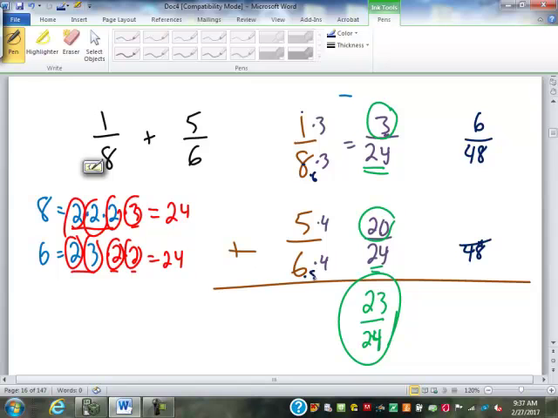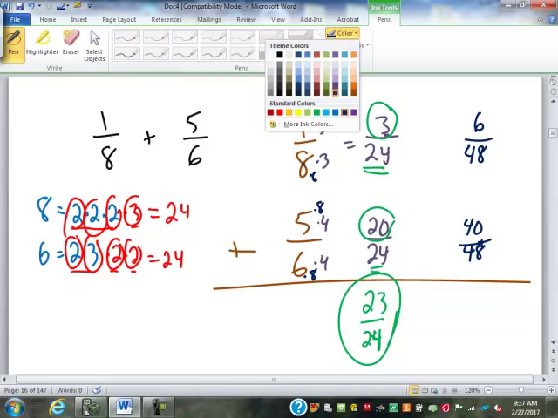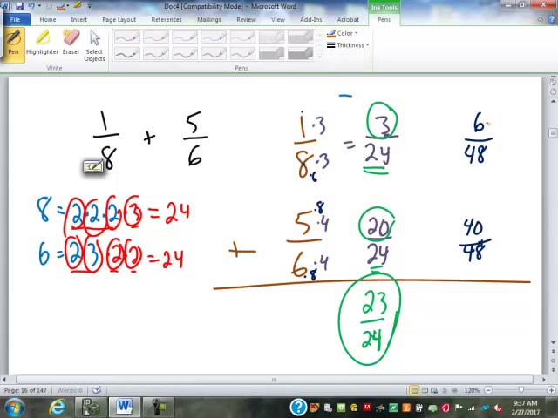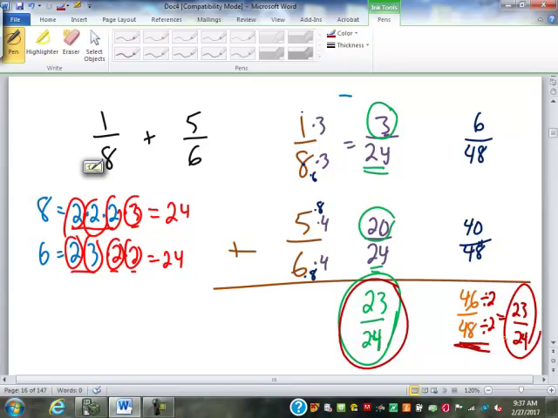Six times 8 makes 48, so 5 times 8 would be 40. So we're just going to add. 6 and 40 make 46 48ths. And of course, what do you need to do with that? Both need to divide by 2. So we got 23 24ths. So you get the same answer either way. It's just here we have to do that extra step of reducing it once we get the answer.